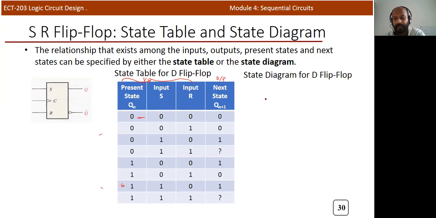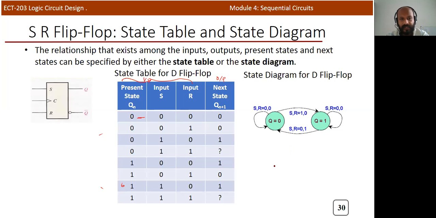Now we can draw the state diagram. State diagram means there can be two states. For the Q output, it can take two values: Q is equal to 0 or Q is equal to 1. Now assume that Q is equal to 0 and your SR inputs are 0 0. If SR inputs are 0 0, the output is again 0. And another possibility, SR inputs are 0 1. For SR equal to 0 0 or 0 1, the output is the same, Q is equal to 0.